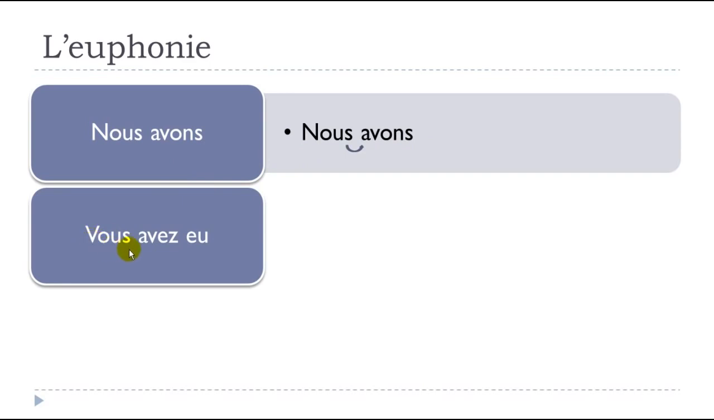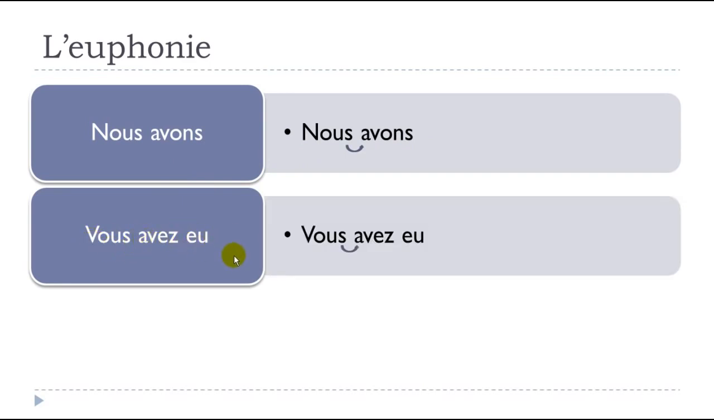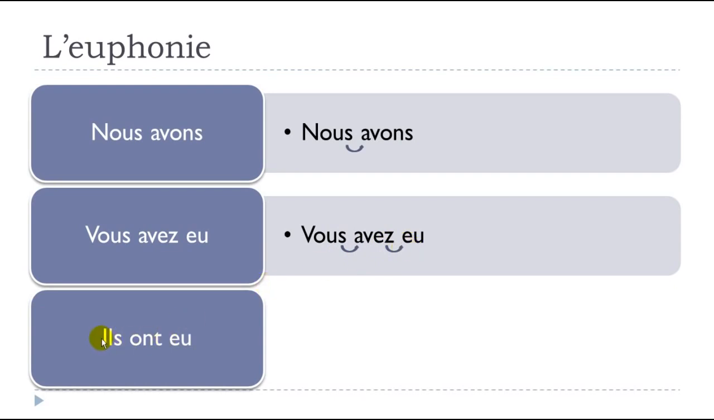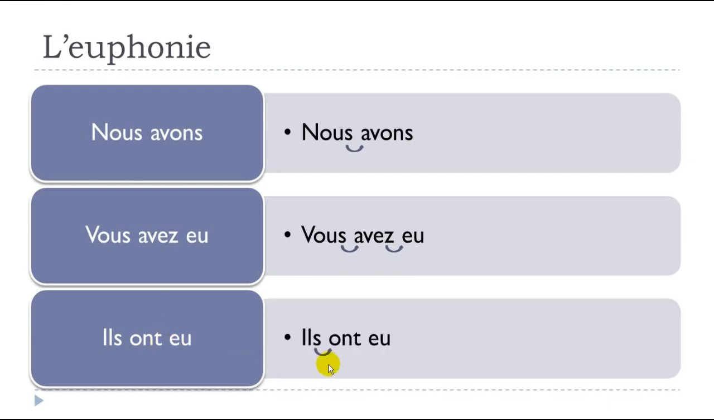Then vous avez eu will become vous avez eu. Okay, so you can see that here you get the first liaison and then the second one here. And in the same way, ils ont eu will become ils ont eu. Nous avons, vous avez eu, ils ont eu.